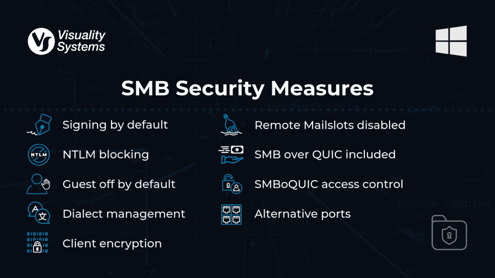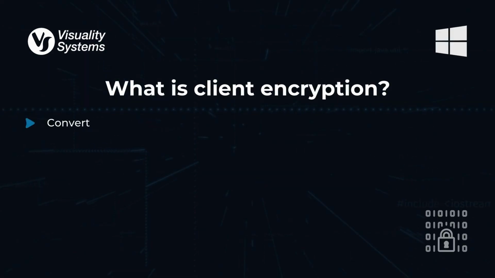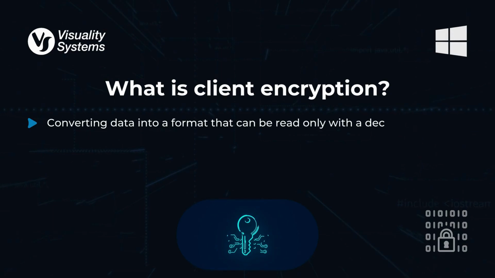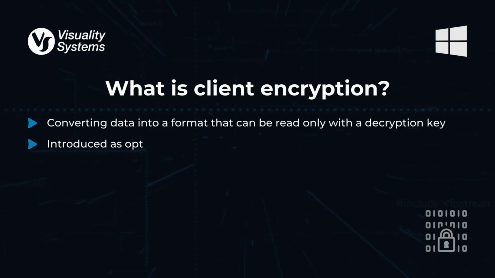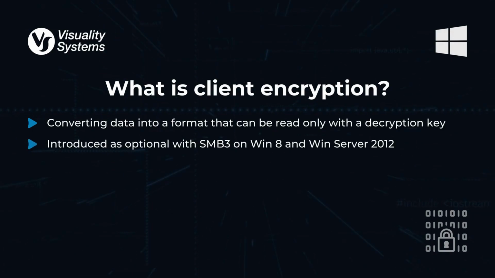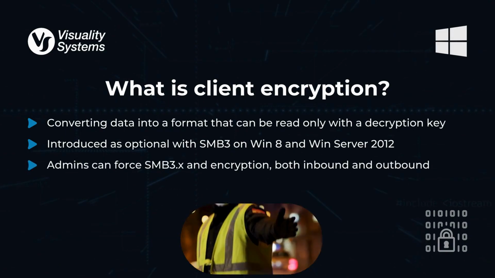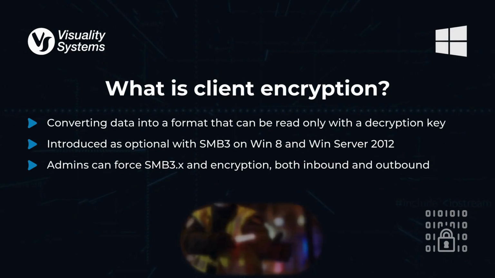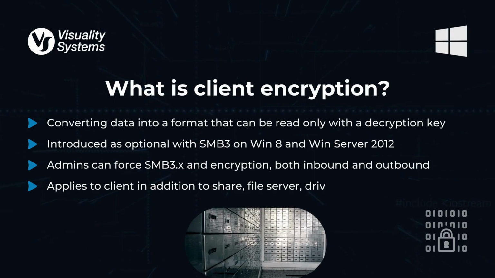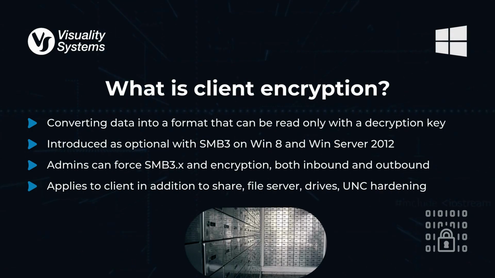Beyond negotiation, ensuring confidentiality in transit is critical. Let's explore client encryption and how it's now being enforced. Encryption is the process of transforming data into an unreadable format, accessible only with a decryption key, ensuring its confidentiality during transmission. This feature was first introduced as an optional capability with SMB 3 on Windows 8 and Windows Server 2012. Administrators now have the ability to enforce SMB 3 with encryption for both inbound and outbound connections, providing robust security for clients, shares, file servers, drives, and even UNC hardening.